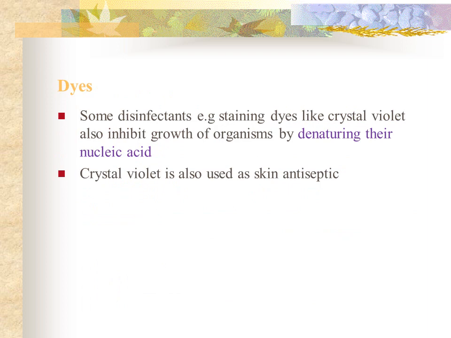Then we have the dyes. Some disinfectants like staining dyes like crystal violet also inhibit the growth of organisms by denaturing their nucleic acid. The crystal violet is also used as a skin antiseptic.